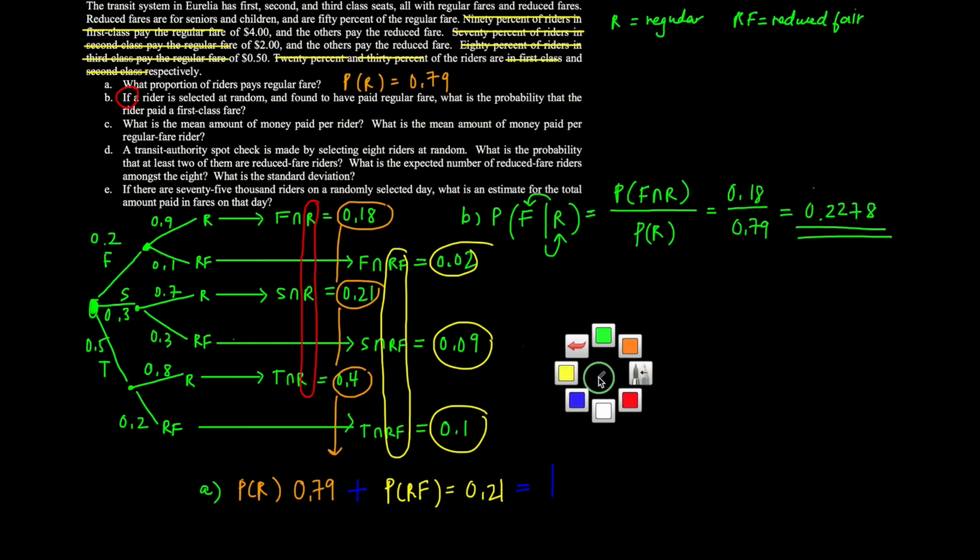And now they want to know what is the mean amount of money paid per rider. Okay, so what do we have to add to this? We know that the people that belong to first class and regular fare pay $4, right? So let's add these up in white. These people pay $4. The people that belong to second class and regular fare, which is right here, will pay $2. And finally, the people that belong to third class and regular fare will pay 50 cents, right?